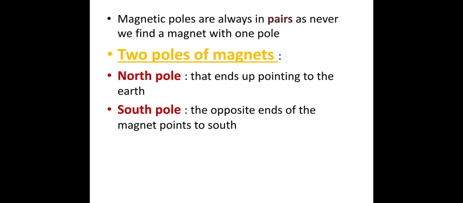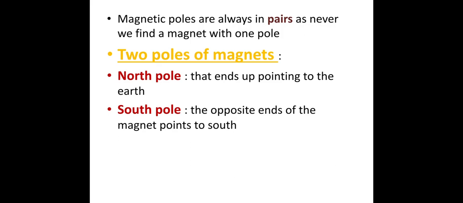Now, we said before, when I buy a magnet, can I see only one pole, N or S only, red or blue only? No. The magnetic poles are always in a pair, as we never find a magnet with one pole. All magnets around the world have two poles, found in pairs. The two poles of a magnet are the north pole and the south pole, named N and S in blue and red.